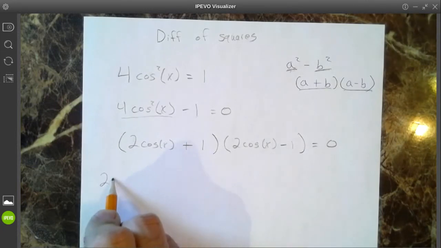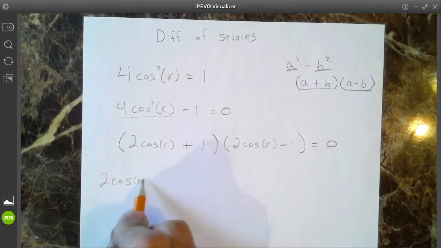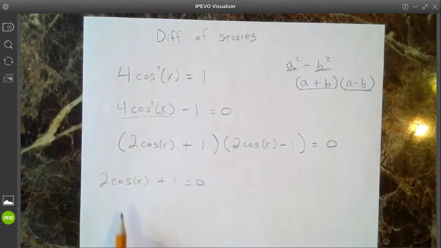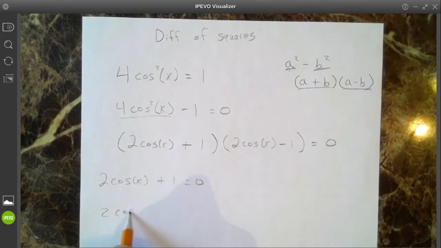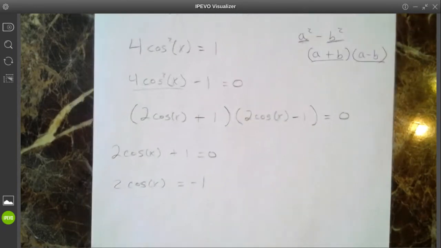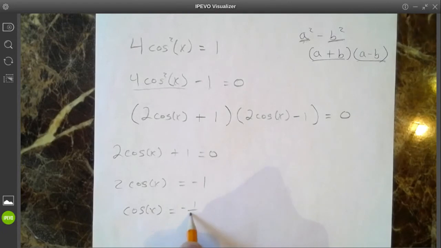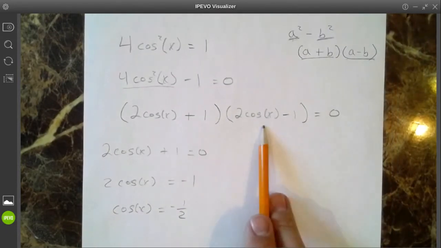So I'm going to do 2 cosine x plus 1 is equal to 0. And let's see here. I'm going to move my 1 over. So 2 cosine x is equal to negative 1. And then I'm going to divide by 2. So I've got cosine x is equal to negative 1/2. All right, I'll come back to that. Let me go ahead and set this one equal to 0.